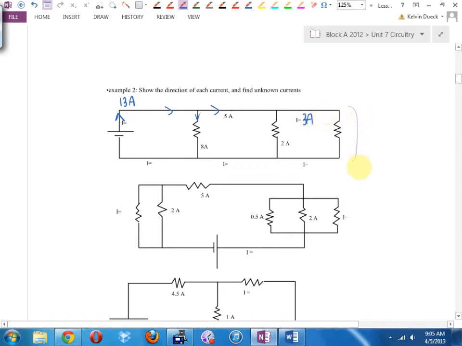Follow it through, follow it through. Oh, how many amps down here? Still 3 amps. We meet up again. How many amps right here? 5 amps. Hey, we meet up again. How many amps right here? 13 amps.